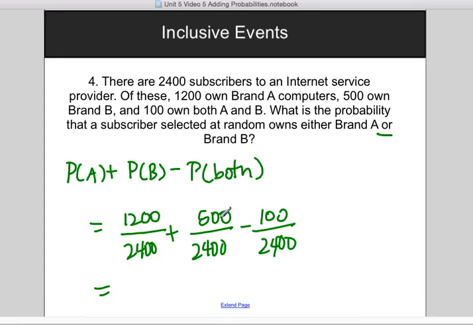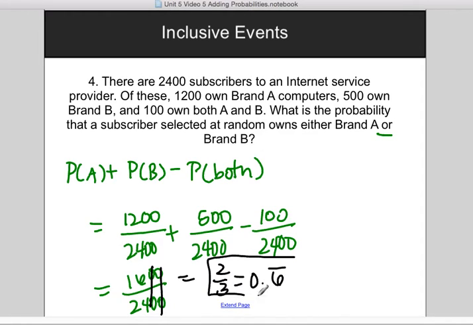So 1,200 plus 500, 1,700 minus 100 is 1,600 over 2,400. And then just remember your little tricks, the zeros will cancel. So I really have 16 over 24, which reduces to 2 over 3, or 0.6 repeating. So there is example 4.